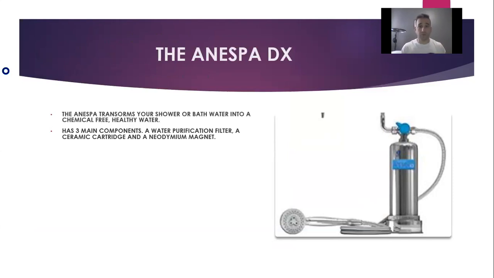It's a $3,100 product. So if you just say it's a chlorine filter, they're going to say, well, why would I spend $3,000 on a chlorine filter? There's a lot more to the product, so you want to know a little bit about this product so you can properly promote it.